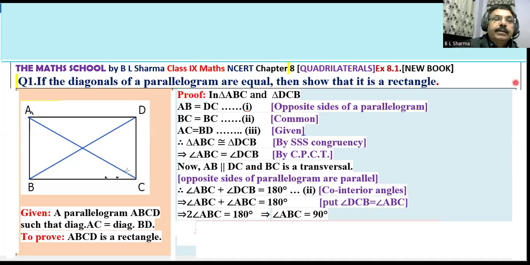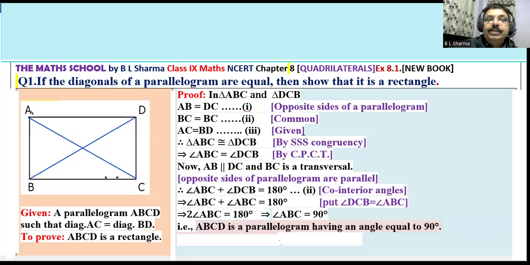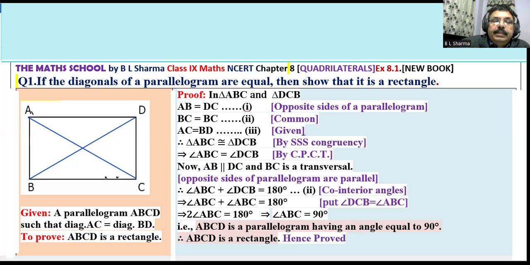This one angle will be 90 degrees. And we know a parallelogram with one angle 90 degrees is a rectangle. So you can say that ABCD is a parallelogram having one angle equal to 90 degrees. कोई भी पैरेललोग्राम जिसमें एक एंगल 90 डिग्री होता है उसके सारे एंगल 90 हो जाते हैं. So you can write, since ABCD is a parallelogram and one angle is equal to 90 degrees, this is a rectangle. Hence proved. That's all for this question.